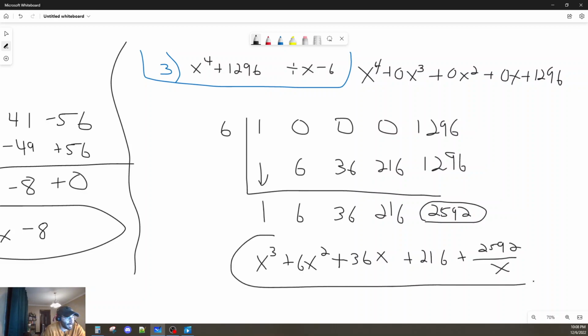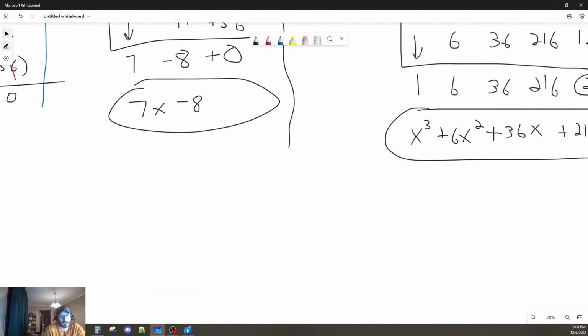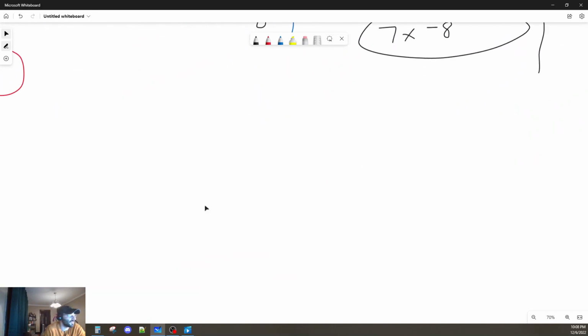Okay, because it's remainder 2592. All right, so instead of writing the R 2592, he does that. Okay, so let's go to the next one. Number 4. Okay, so it looks like there's 6 here. So number 4, let's do it down here.